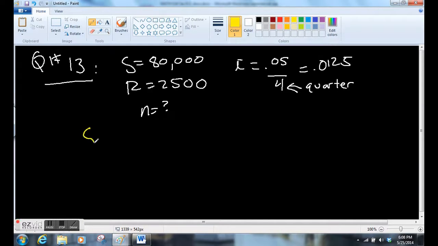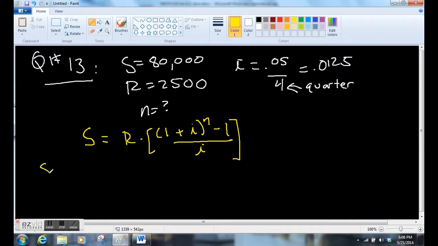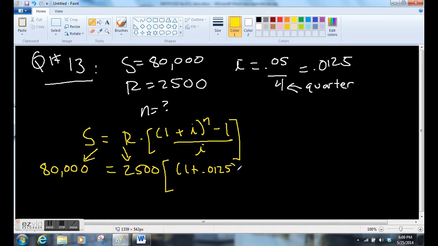So here's the formula. We have S is equal to R times 1 plus I raised to the N minus 1, divided by I. We have 80,000 equals 2,500. I'm plugging in. That's S. That's R. Equals 1 plus 0.0125 raised to the N. What's N? We don't know. Minus 1, all divided by 0.0125. Well, that's a mess, isn't it? A little bit, but we can do it.